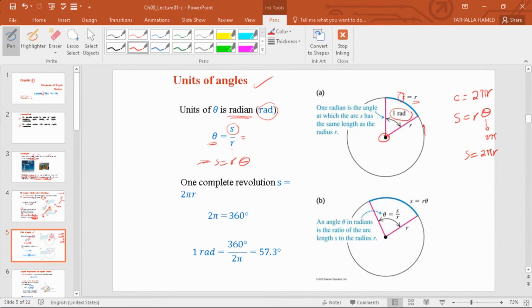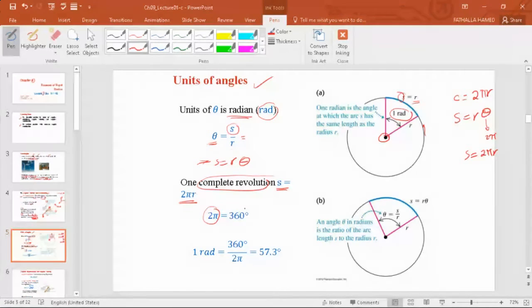So if you measure theta and you know the radius, you can basically know the circumference of the circle or the part of the circle that you go around. In one complete revolution around the circle, S will equal 2 pi r, because theta here will equal 2 pi. So your circumference will equal 2 pi r.